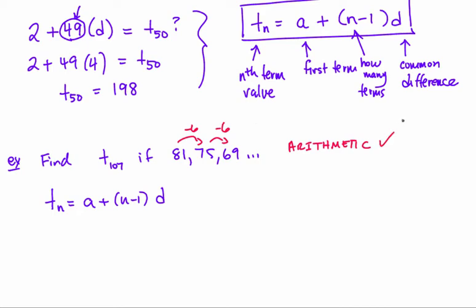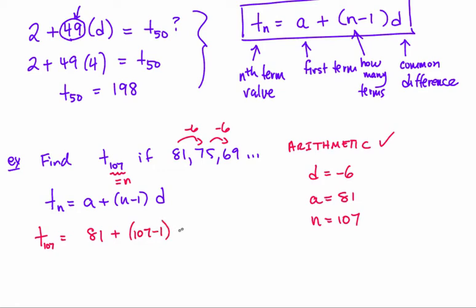So it looks like I do, and I automatically know my d value from checking if it's arithmetic, and I know my a value, and this part here is my n value, so n is 107. And now I can go and figure out what T107 is. What's the value of that 107th term in my list? So it's 81 plus 107 take away 1, times the common difference of -6. So grab your calculator and actually make sure you can punch this in properly.